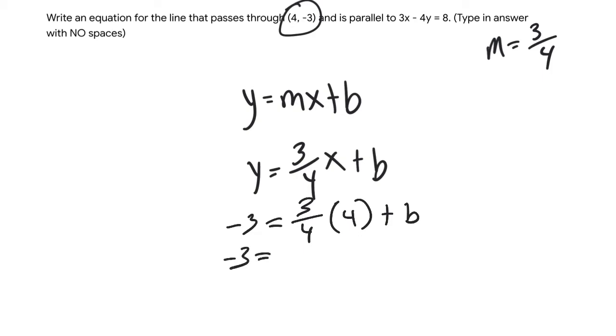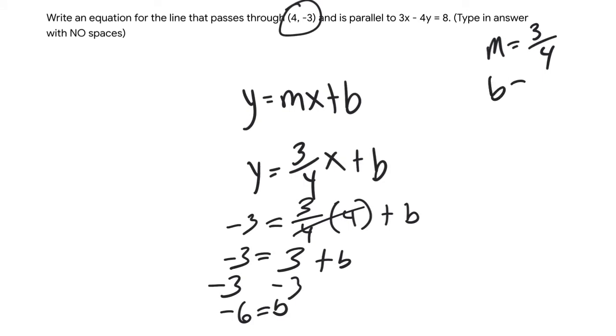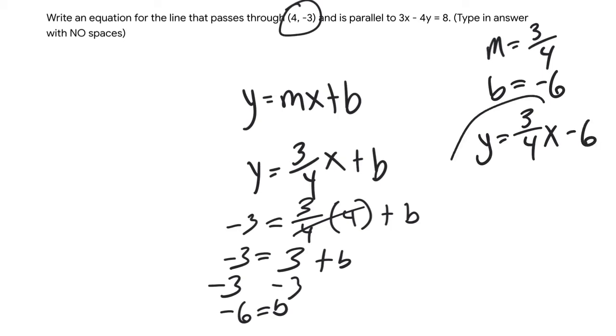-3 is equal to 3/4 times 4. We'll cancel off the 4 all on the bottom. I'll have 3 plus b. I can subtract 3 from each side now, and I have that -6 is equal to b. So now I have my slope and my b value. All I have to do to put it in slope-intercept form is plug these in. Now I have 3/4 x minus 6, and that would be my answer. That's all you have to do.